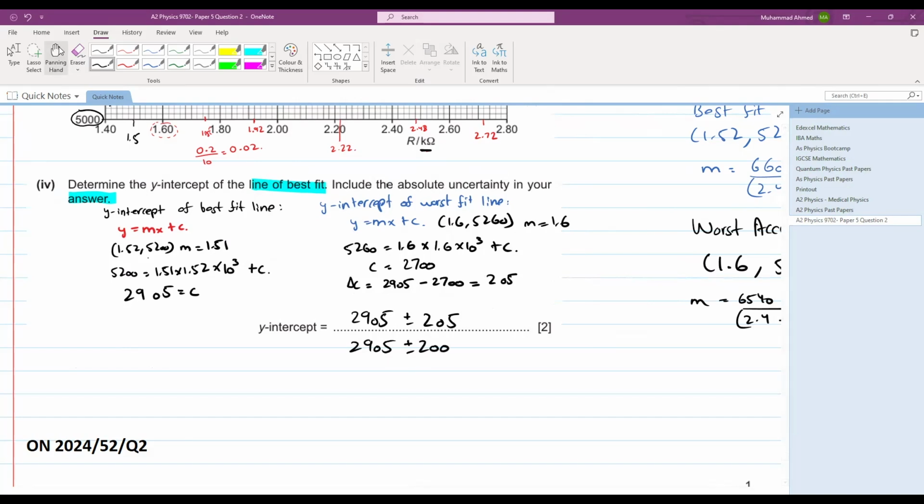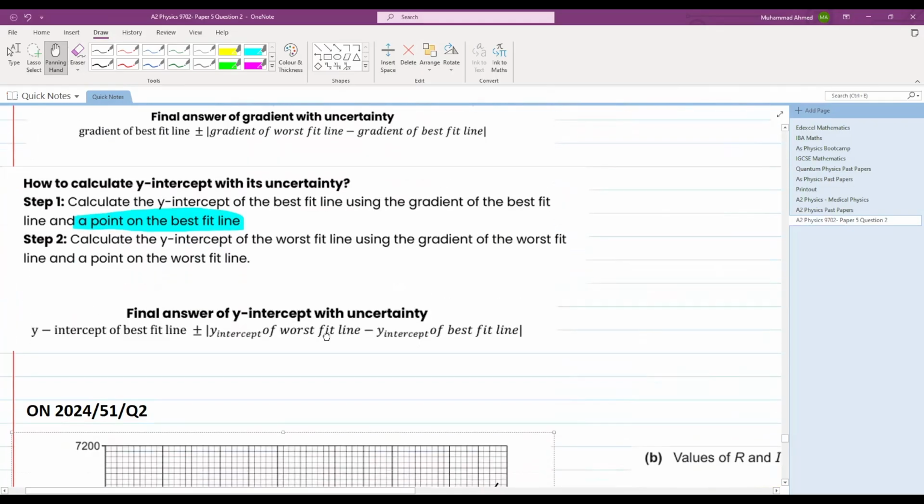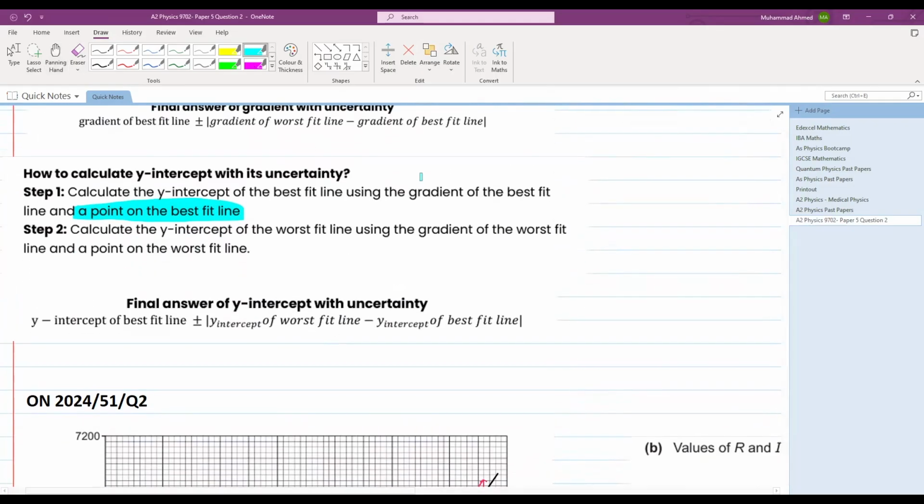Both of the answers will be marked correct. God forbid, if you forget the procedure, how to calculate the y-intercept and its uncertainty, it is written in this PDF. Calculate the y-intercept of the best fit line, of the worst fit line, write the final answer like this.